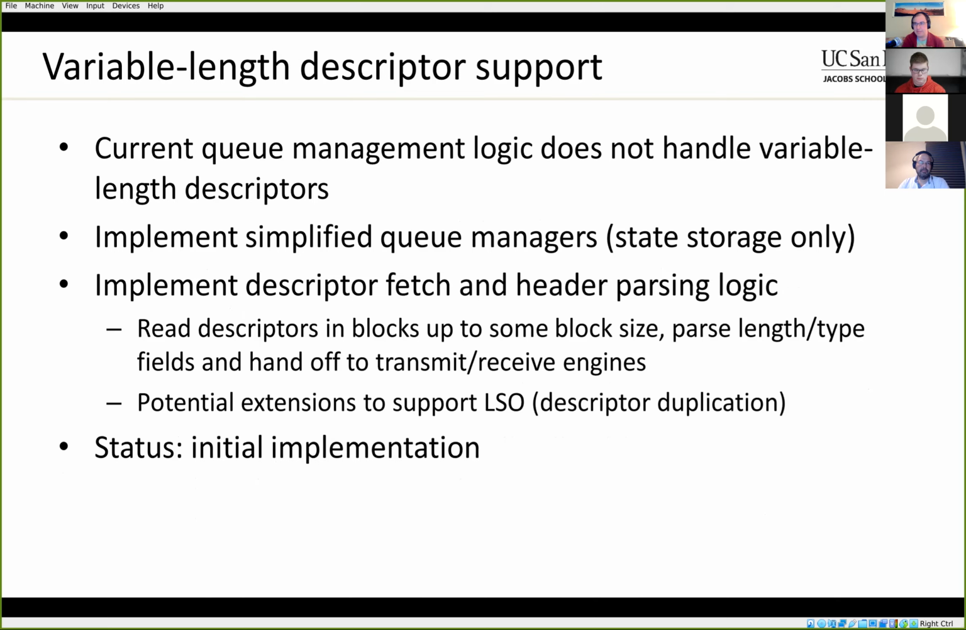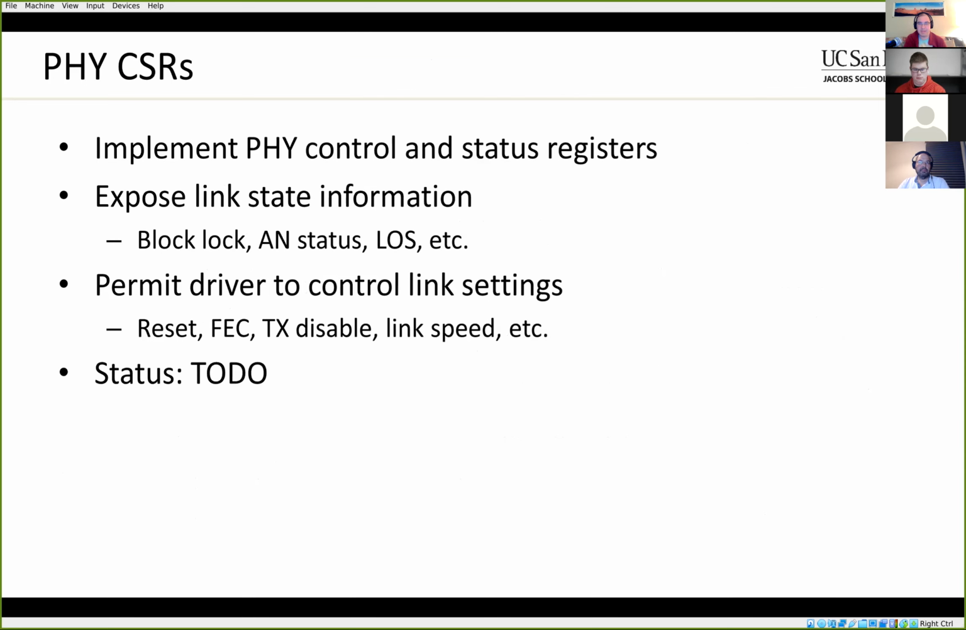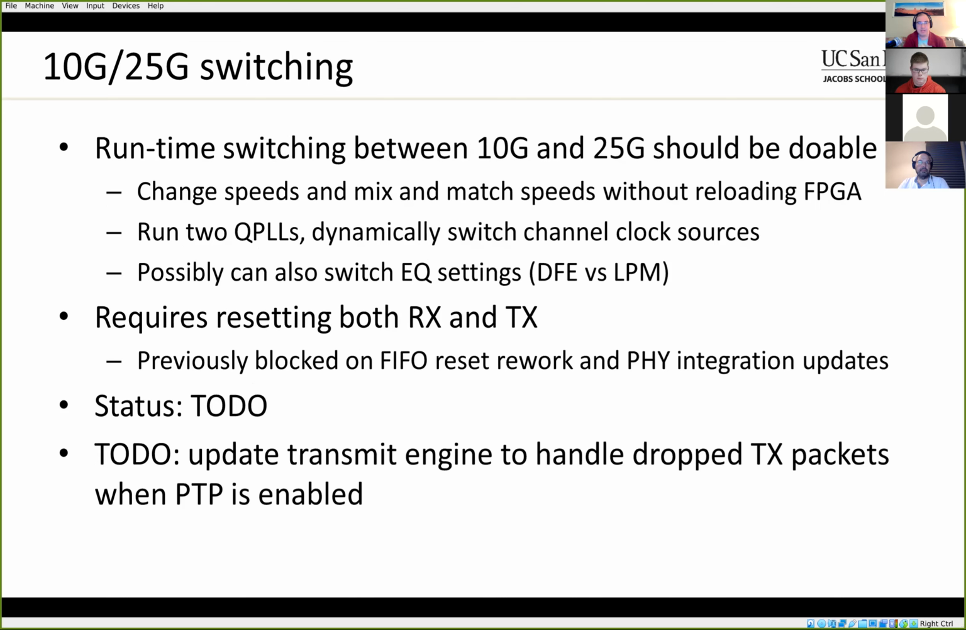All right, so once that's done, the next big thing on my to-do list is the variable length descriptor support, so that we can improve the utilization of the PCIe bus, and also support more complex operations and properly implement scatter gather. And then I have two other to-do items: the PHY control and status registers, and the switching between 10G and 25G, which is done at the PHY level, at the transceiver level. These are to-do items for later, once some of this stuff is squared away.